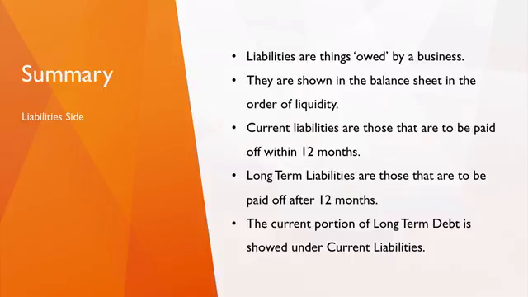Summary. Liabilities are things that are owed by a business. They're shown in the balance sheet in the order of liquidity, and current liabilities are those that are to be repaid within 12 months from the date of the balance sheet, and long-term liabilities are those which are to be repaid after 12 months from the date of the balance sheet. And as we discussed, the current portion of long-term debt is shown under current liabilities.